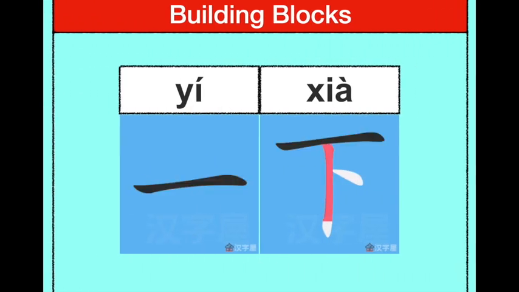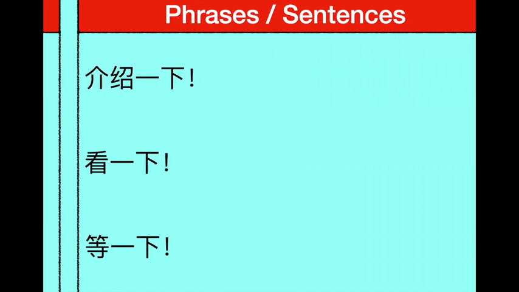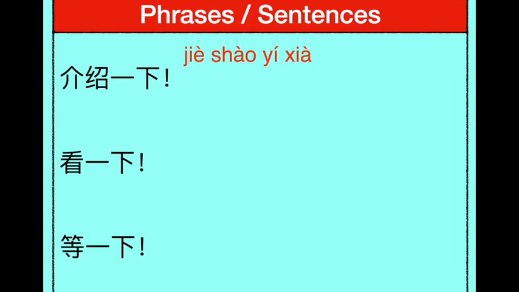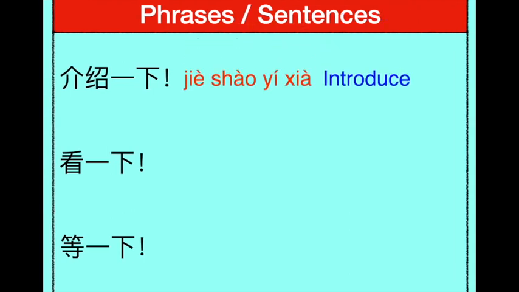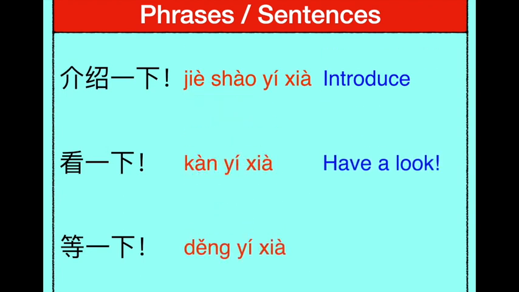一下 only one part of 一 and one part of 下. 介绍一下 introduce. 看一下 have a look. 等一下 just a second. Wait a moment.